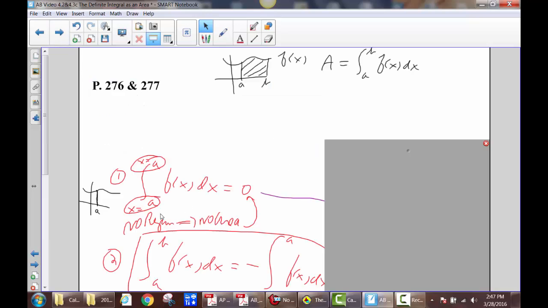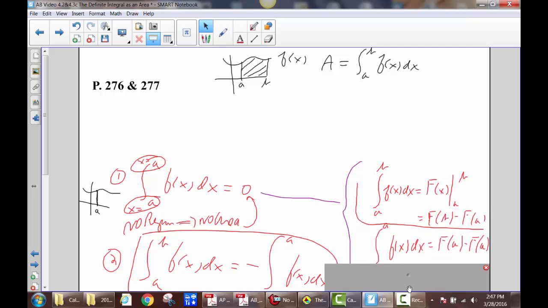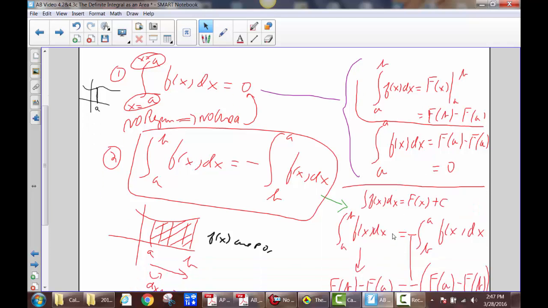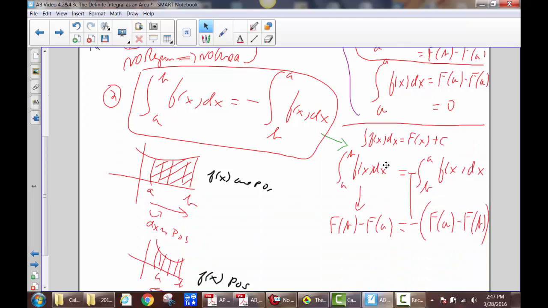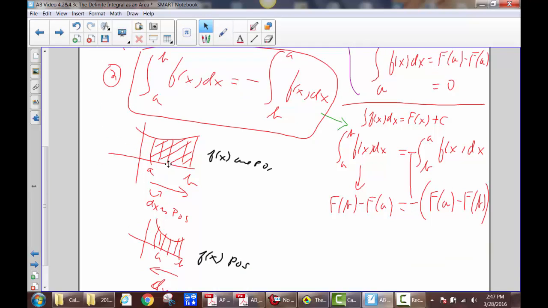Okay, so again, looking at these, if that's the same, there's no region at all. If you look at it algebraically, it'll give big F of A minus big F of A. Over here, so now let's look at it algebraically. If the integral of little f is big F, then this will be big F of B minus big F of A, and this will be negative big F of A minus big F of B, which is the same thing. But I want you to understand this geometrically.